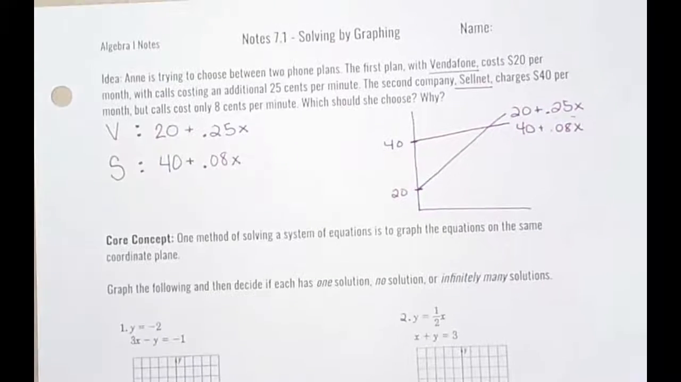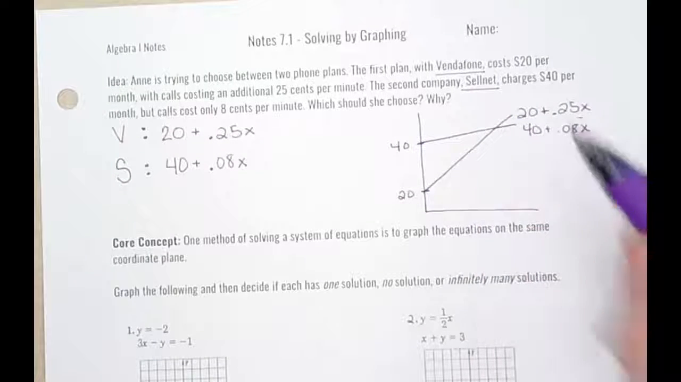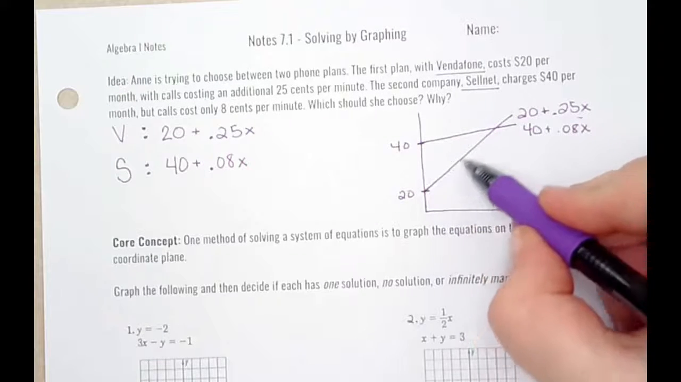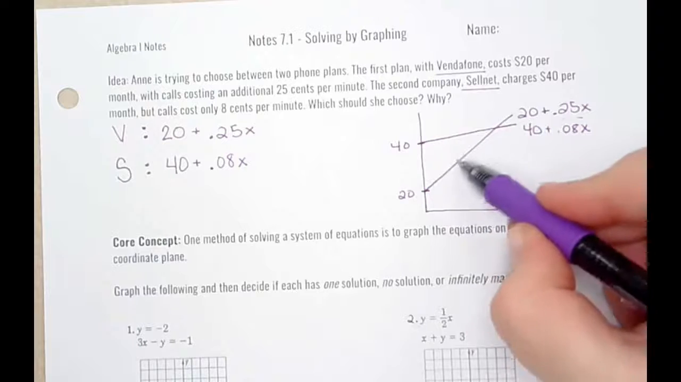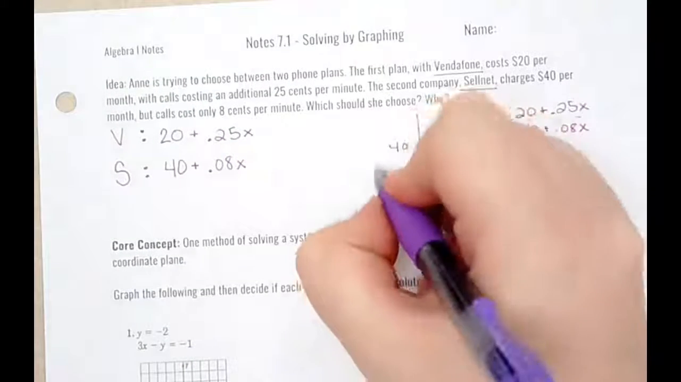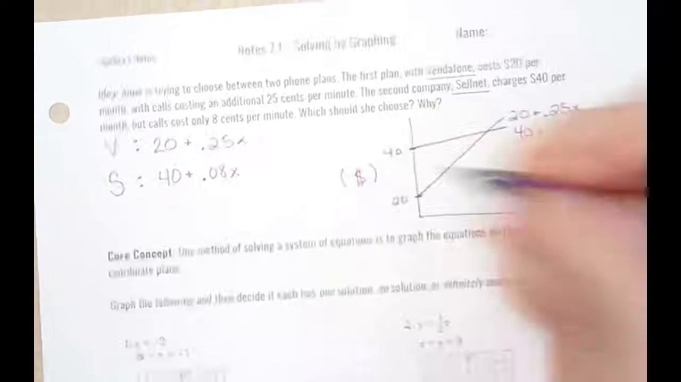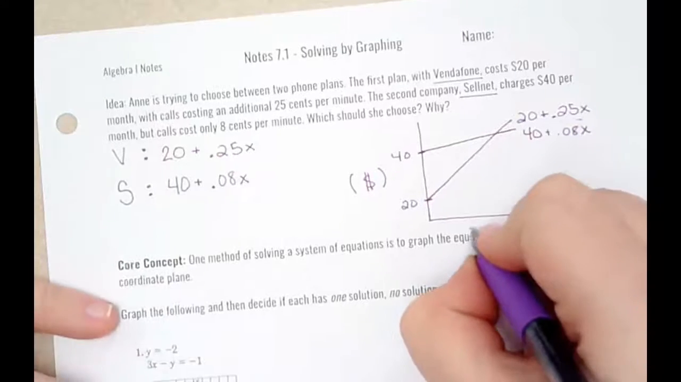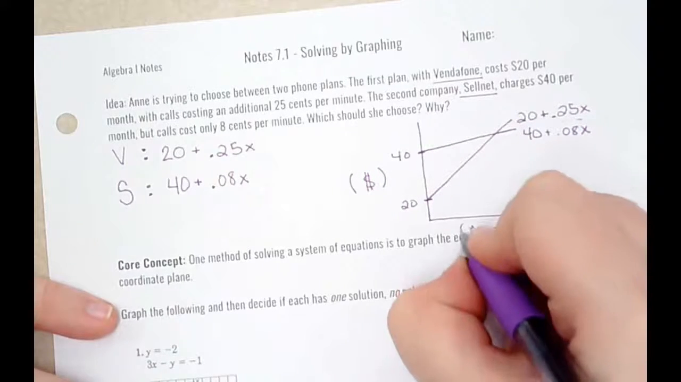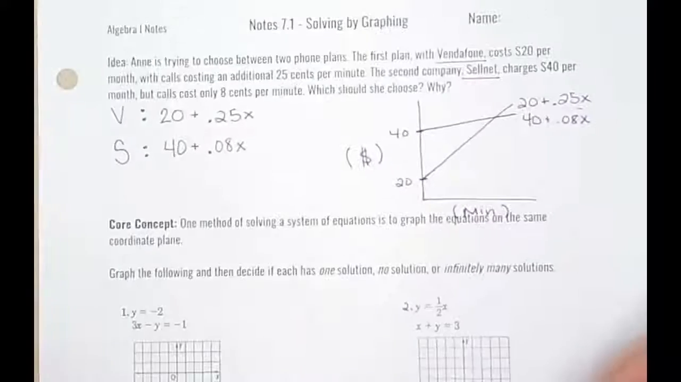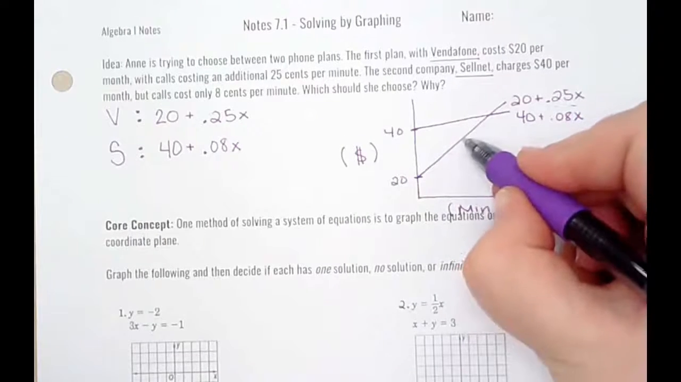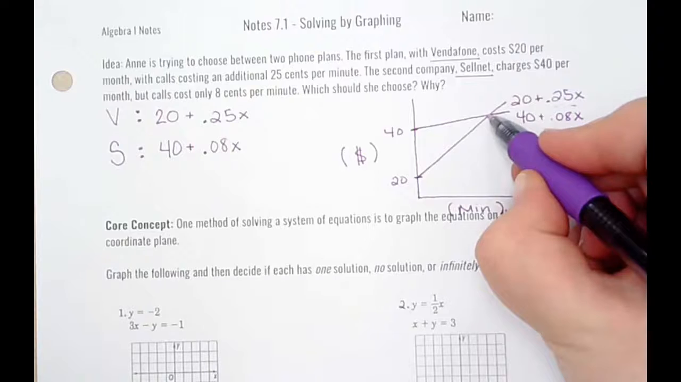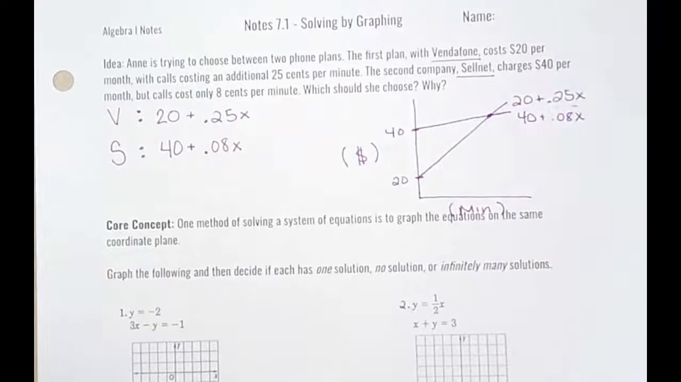So what does this tell us? Well, if we look at this graph, it says that up until this point, the $20 plan is going to be cheaper. It's going to cost us less money because that's what's on this axis. If we're talking about it down here, this is going to be minutes. So up until this point, this plan is going to be cheaper. However, after we cross this point, suddenly the $20 plan is more expensive.